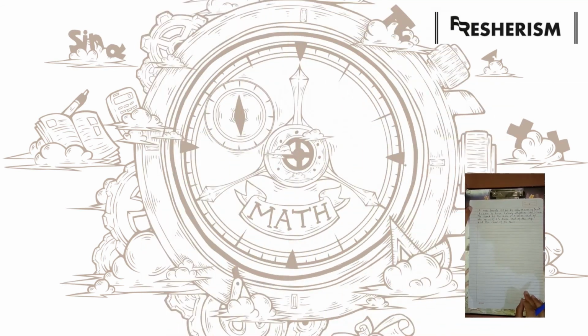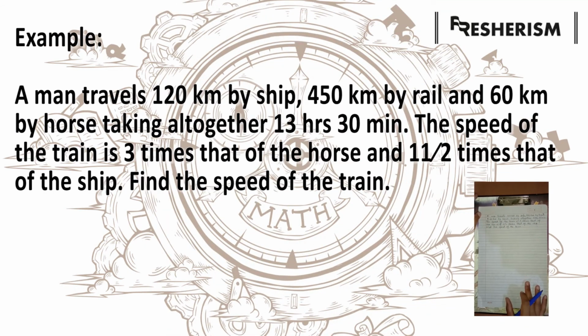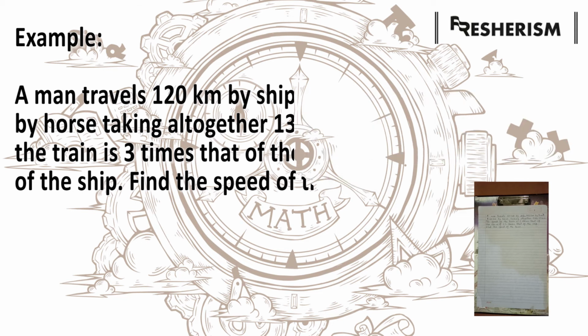Let us do another simple question. So the question is, a man travels 120 kilometers by ship, 450 kilometers by train and 60 kilometers by horse, taking altogether 13 hours and 30 minutes. The speed of the train is 3 times that of the horse and 1.5 times that of the ship. And we have to find the speed of the train.